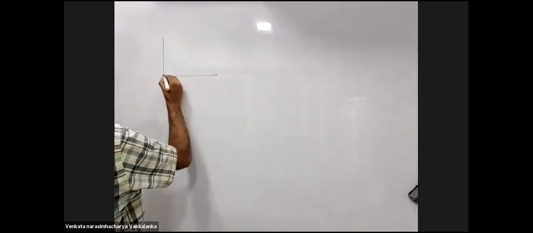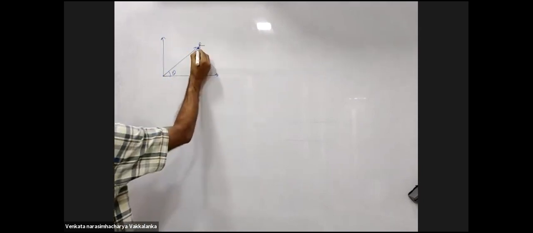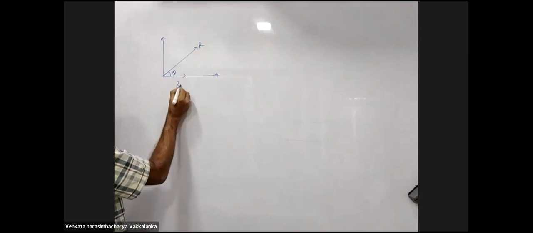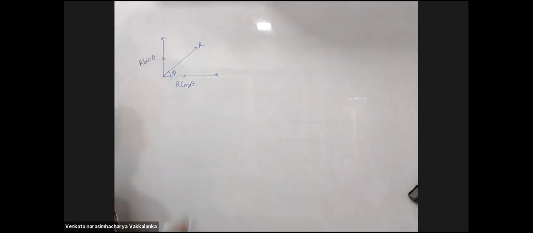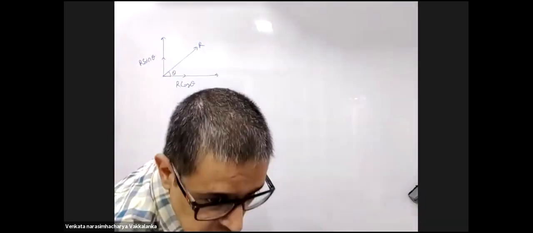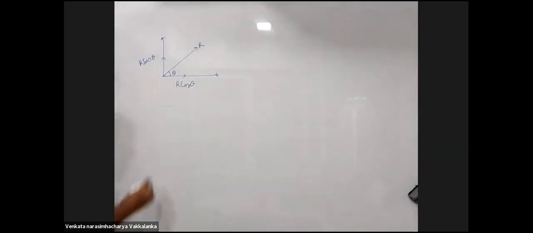Two things important, listen. We have learned how to resolve a vector, right? Now is the time when we start using it. If ever you have a vector this way as R, the component of this vector along x-axis is R cos theta, along this is R sin theta. This point, is it clear to all? Anybody with a doubt in this?